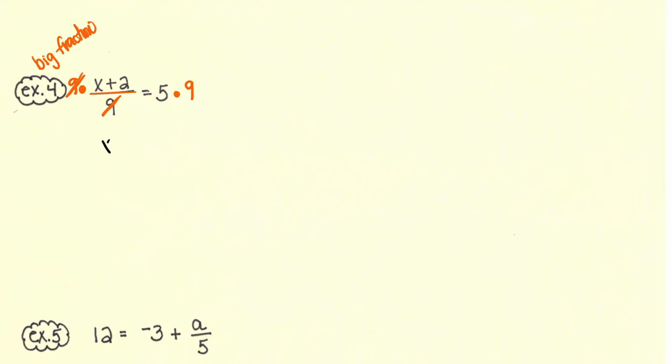That's going to bring down the x plus 2. 5 times 9 is 45. Then we will subtract our 2 over. And x equals 43.